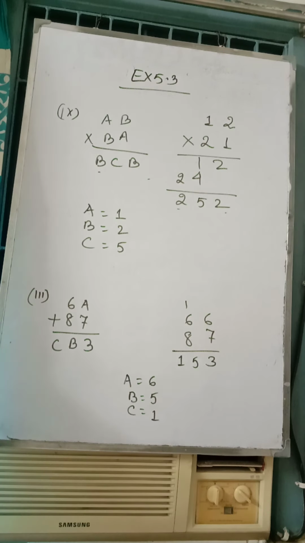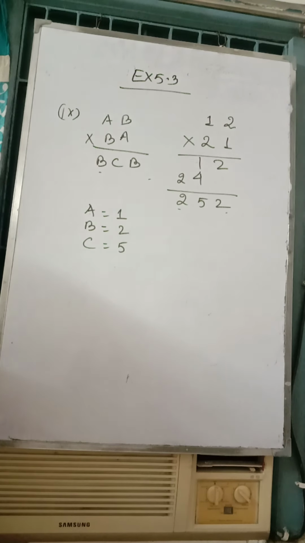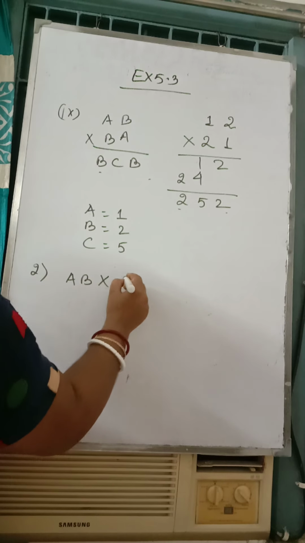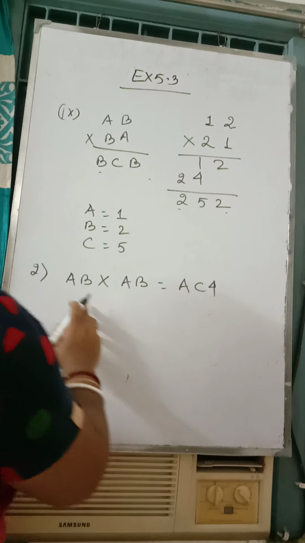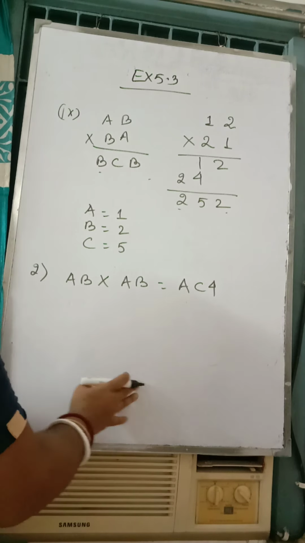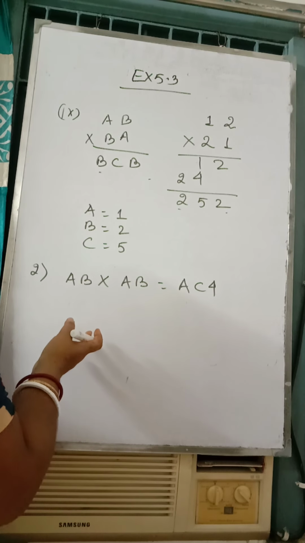Question number 2 says find the value of A and B to satisfy the given condition. Question number 2 is given: AB into AB is equal to AC4. Now a number multiplied with itself ends with 4, so the number should end with 2. Then it ends with 4. Is it?